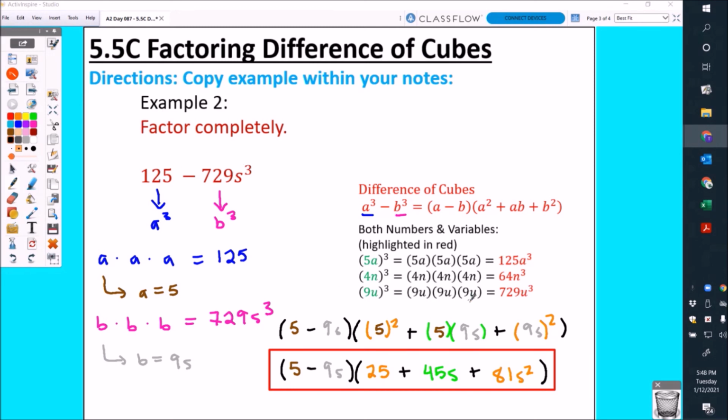So again, as I said before, and here I have as a reference, when you're trying to find the base value when it's a perfect cube, 125a to the third, the base value is 5a. When you're trying to find the base value for 64n to the third, that would be 4n. And then I can say the same thing, 729u to the third, the base value will be 9u. That's going to be helpful when you're trying to find your a and b value.